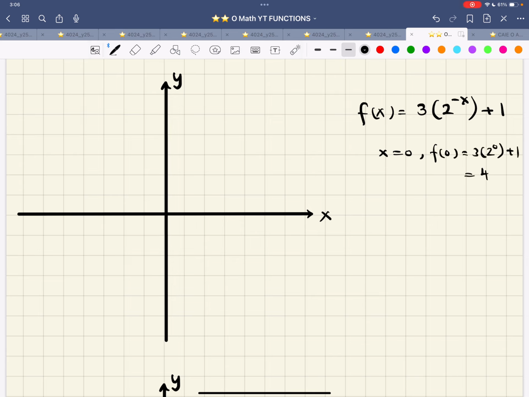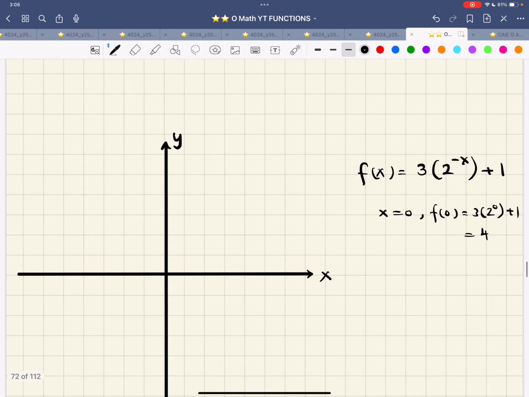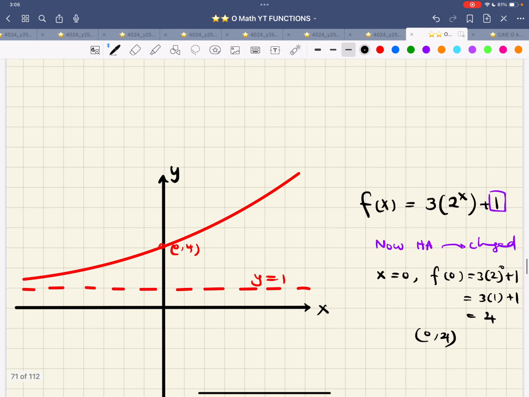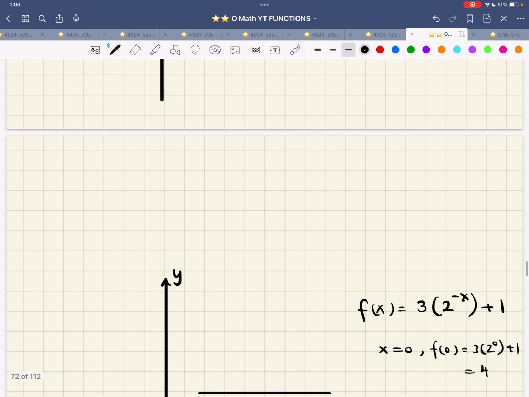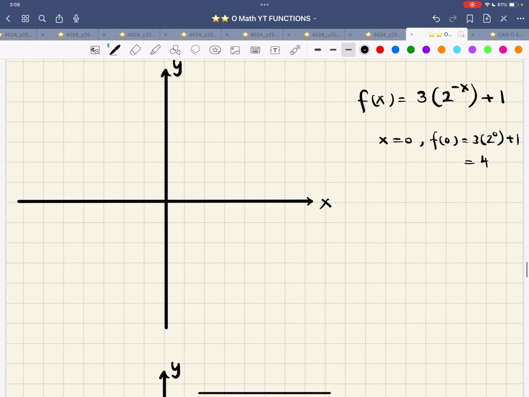This comes out to be 4, just like the other one. Just the same thing, except that it would have a decay. And since there is a plus 1 over here, the horizontal asymptote will rise up by 1 unit. So let me mark this. That is the horizontal asymptote, y is equals to 1. Horizontal asymptote, y is equals to 1.